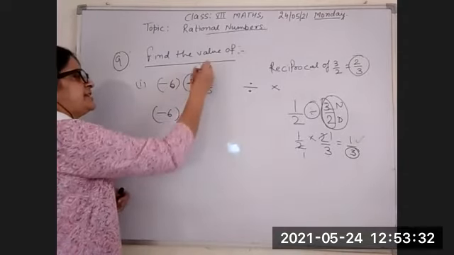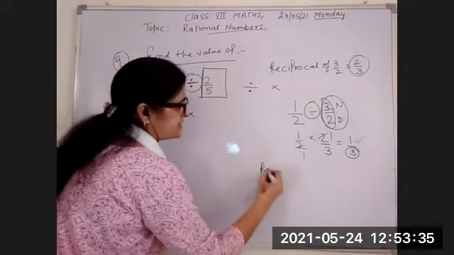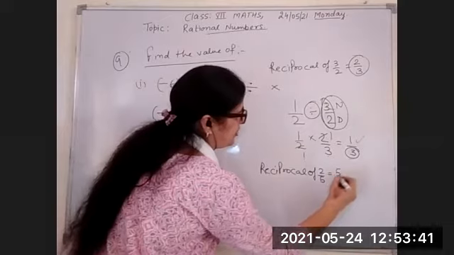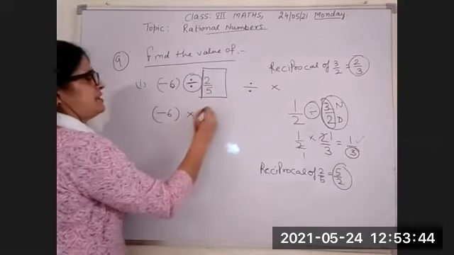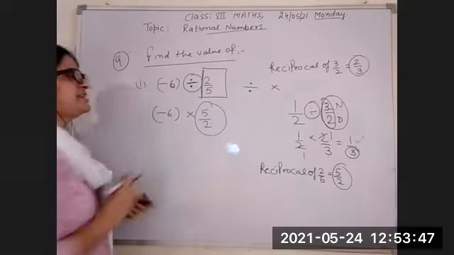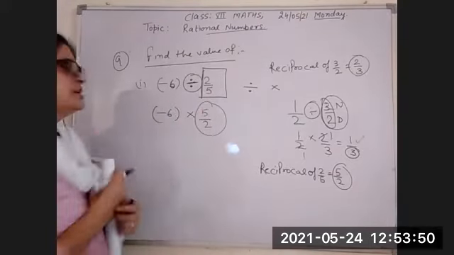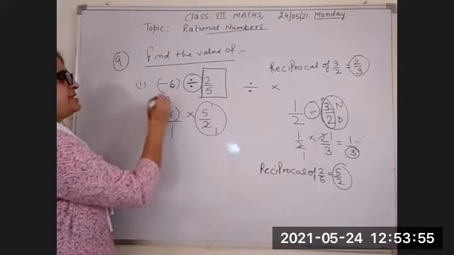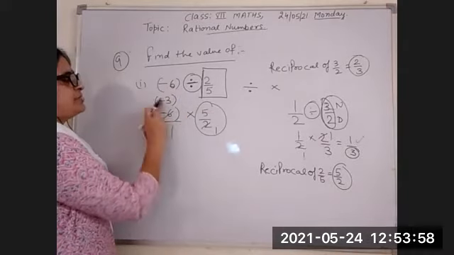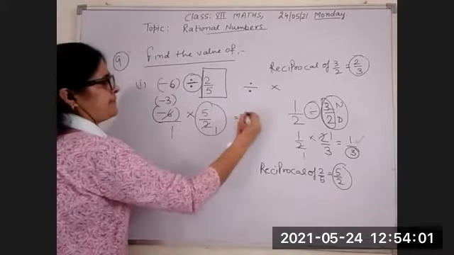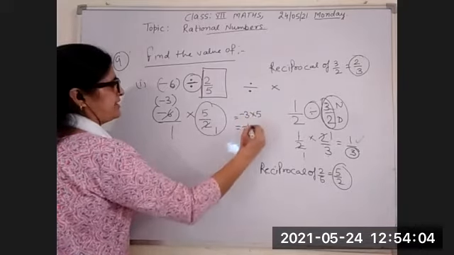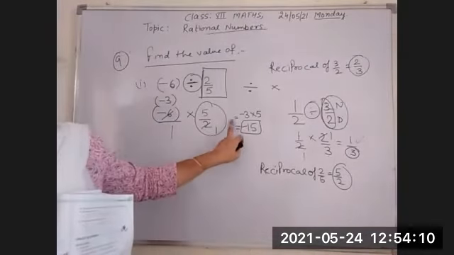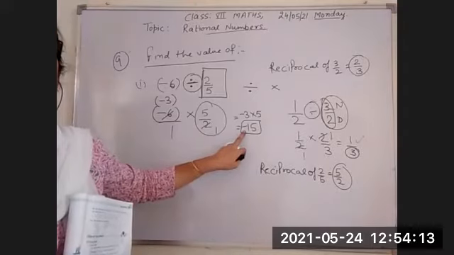Then you have to take the reciprocal of 2 upon 5. The reciprocal of 2 upon 5 is equal to 5 upon 2. It is the reverse of 2 upon 5. So when you cancel, 2 ones are 2 and 2 threes are 6, the minus sign also you have to put here. Now you multiply minus 3 with 5. When you multiply minus 3 with 5, you get the result 3 fives are 15, and the negative sign you have to put here.